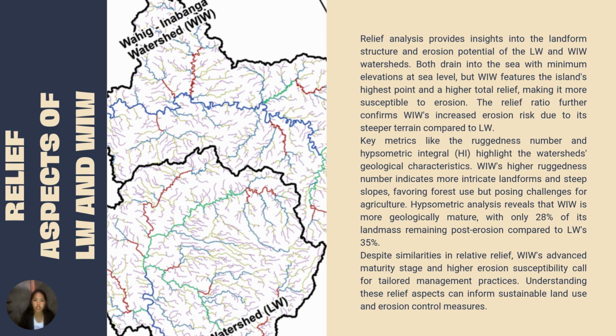the Loboc. Key metrics like roughness number and hypsometric integral highlight the watersheds' geological characteristics. Inabanga's higher roughness number indicates more intricate landforms and steep slopes, favoring forest use but posing challenges for agriculture. Hypsometric analysis reveals that Wahig-Inabanga is more geologically mature, with only 28% of its landmass remaining post-erosion compared to LW's 35%.